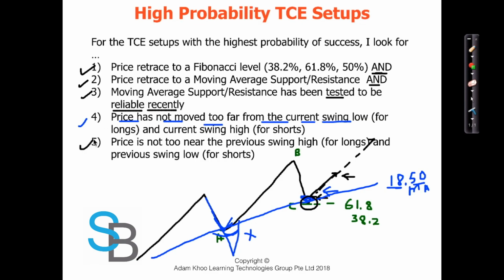Next, I also want to ensure that the price is not too near the previous swing high. This is the previous swing high. Or rather, this is actually the current swing high. Sorry, this is the previous swing high. So I do not want the price to be too near, sorry, the current swing high. Let me just restate my definition here.